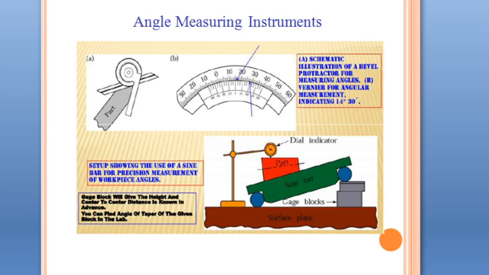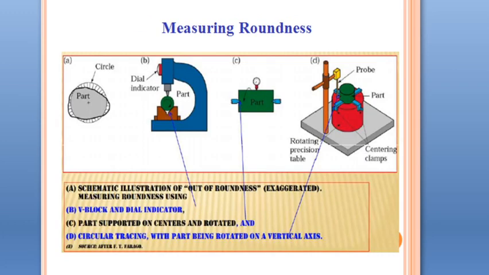Angular measurement. Here the angles of a work part can be measured by bevel protractor and sine bar. Roundness is measured by V block and a circular tracing. The work part is moving on a vertical axis. Here the work part is placed between two centers for measuring the roundness.